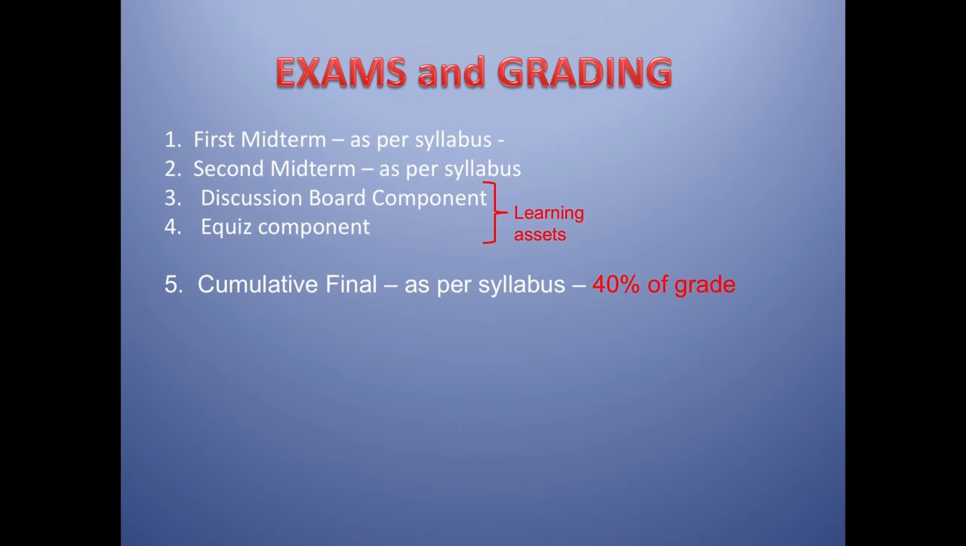Numbers 3 and 4, which is the discussion board component and the e-quiz component, are called learning assets. These learning assets will help you learn the course material and give you practice on the scientific way of thinking. If you take the first midterm, the second midterm, and the total of the learning assets, the average is worth 60% of your final grade. The cumulative final is worth 40% of your final grade.